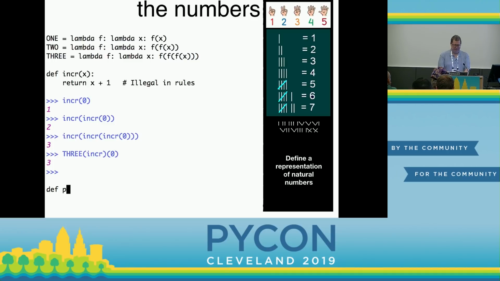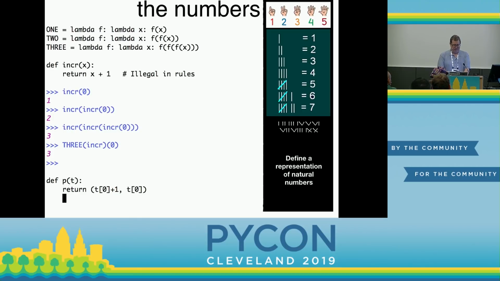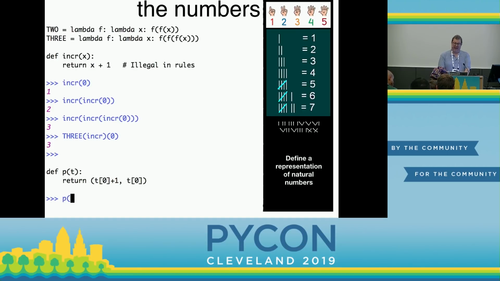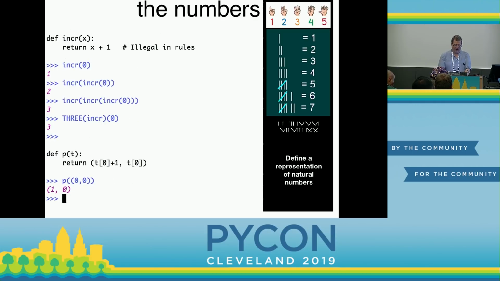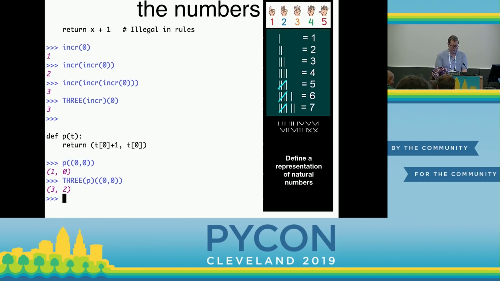I could have a function p that takes, we'll introduce Python tuples or something, just to do something really radically different here. Here's a function where you give it a tuple, like 0, 0, and it increments the first value, and so forth. You could do that. You could say, well, what's 3 of p applied to the tuple 0, 0? Then it comes back with 3, 2.